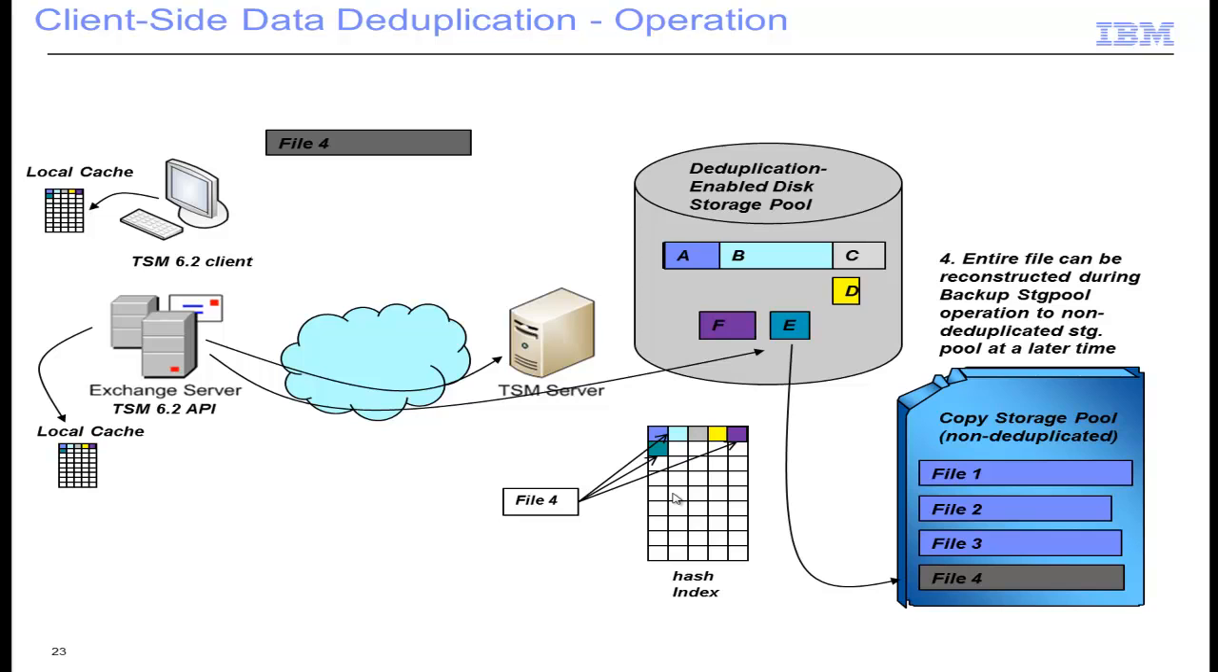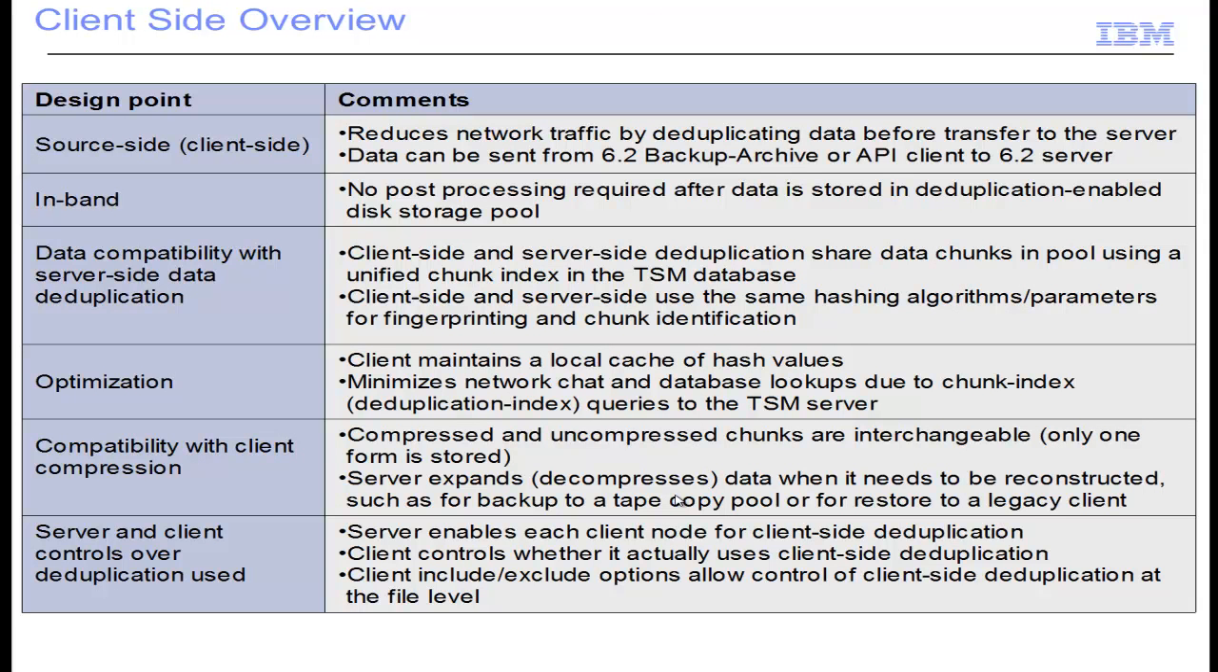So the TSM server does have to have dedupe turned on the server side in order for client-side dedupe to work. When that file is migrated from the TSM server storage pool out to, for instance, tape or another non-dedupe storage pool, then the TSM server itself will reconstitute the file and write it out to the next location. So the client side does support a source-side type of deduplication. It is in band, meaning that there's no post-processing required after the data is stored on the TSM server dedupe pool. It is compatible with the TSM server-side dedupe.